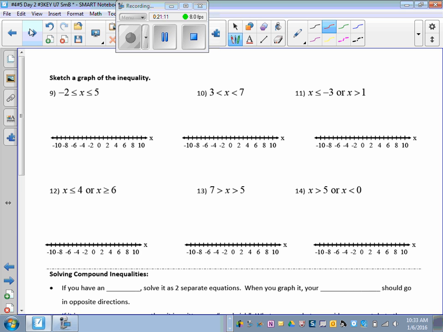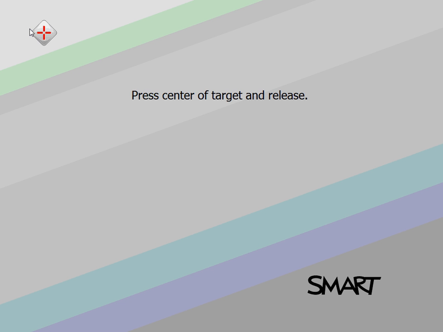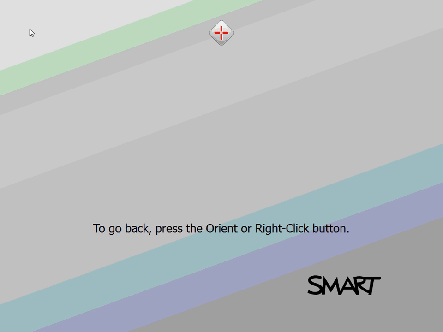All right, so number 9, they've given us the inequality. Now we need to sketch the graph. So we're just going backwards of what we've just done. So -2 is my smallest number there. 5 is my largest number. We can see this is an and. So what type of circle are we going to have at -2? Closed, right. So let's go ahead and extend out. When our number lines are so small like this, I like to go ahead and extend the line at the number I'm using.